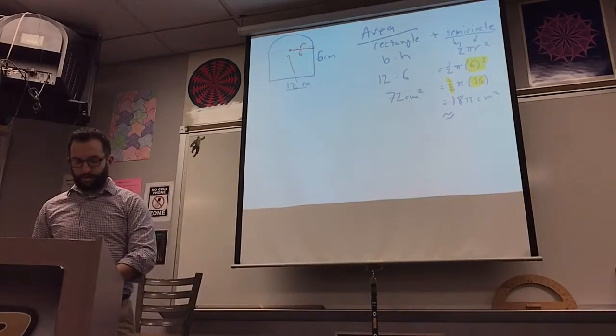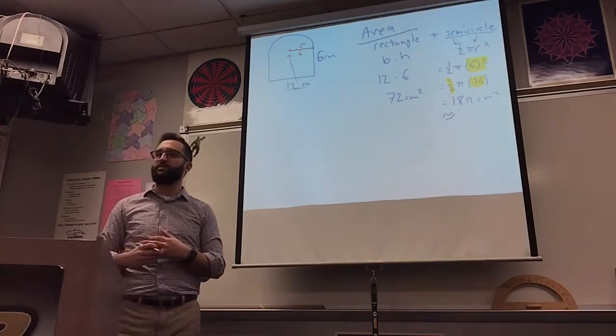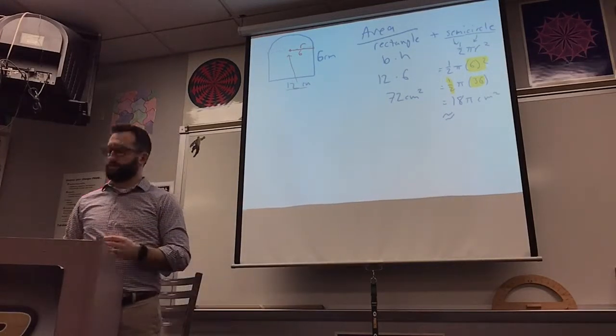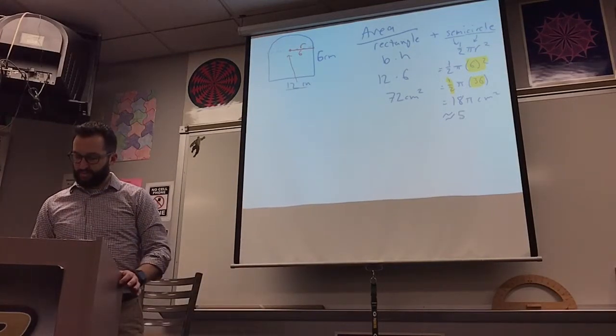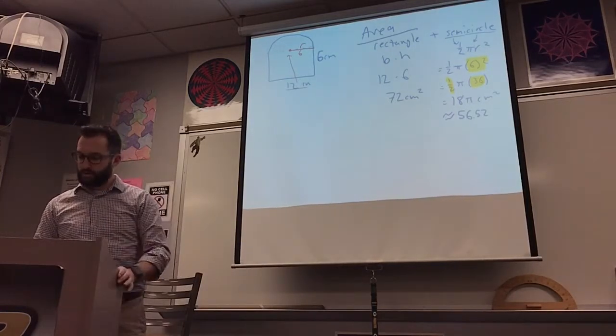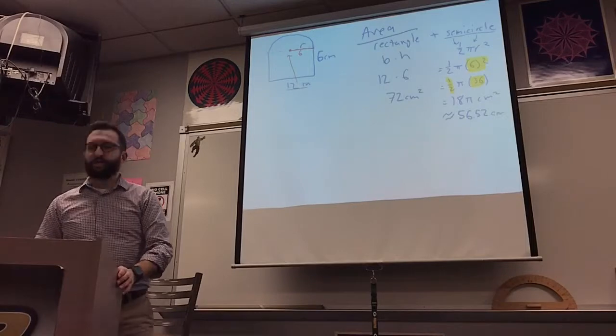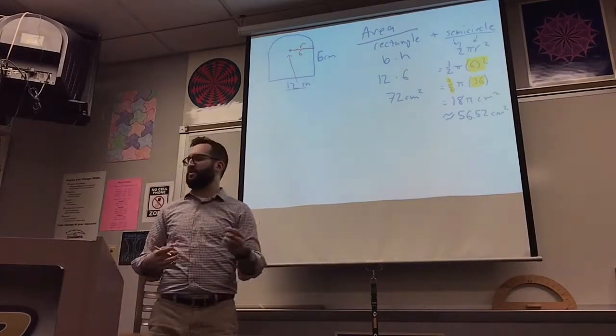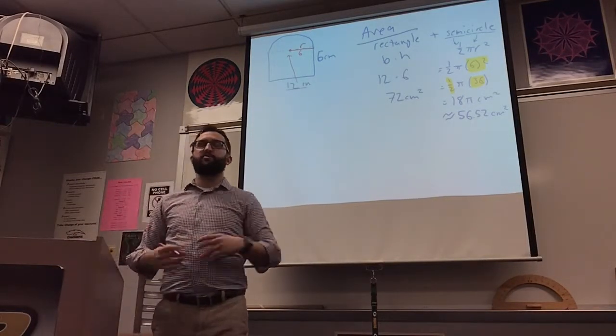Who can tell me what 18 pi is approximately equal to? 56.52. Can I get a second on that? Because I haven't done it yet. Yeah. So we are finally done, right? Our answer is 56.52. Wrong!